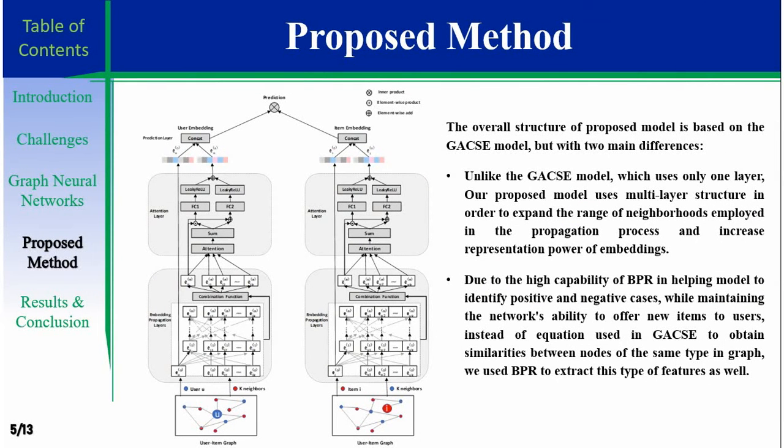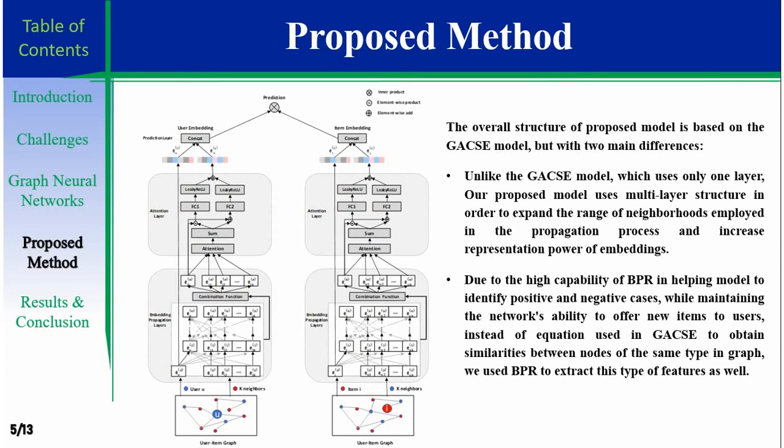The overall structure of the proposed model is based on the GACSE model, but with two main differences. Unlike the GACSE model, which uses only one layer, our proposed model uses a multi-layer structure in order to expand the range of neighborhoods employed in the propagation process and increase the representation power of embeddings.